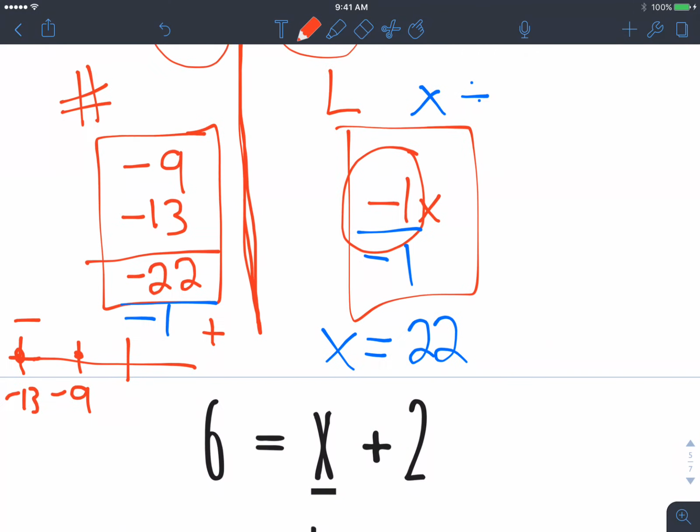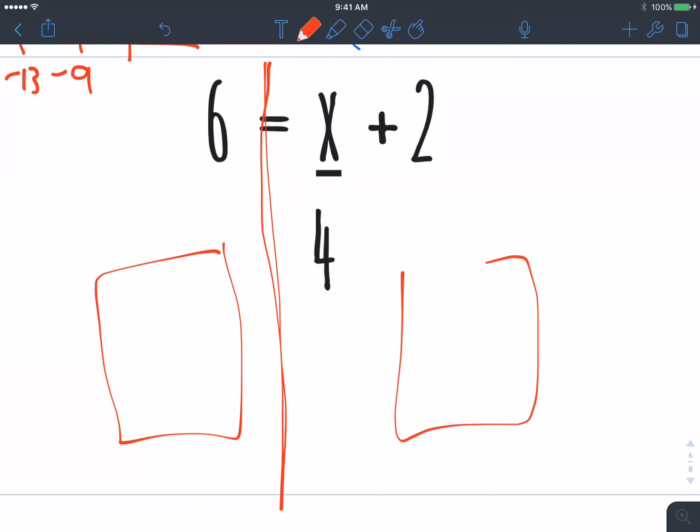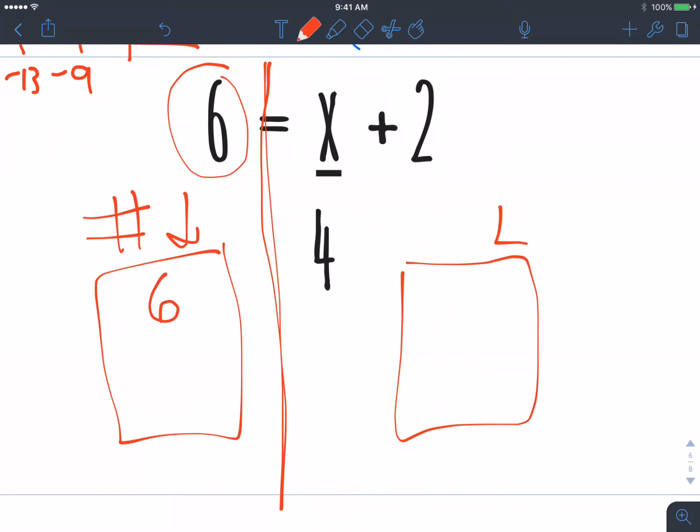Okay. I know I said that was my last problem, but I have one more that I do want to look at that has dividing instead of multiplying. So again, I'm going to go ahead and draw my fence, draw my boxes. This is going to be my number box. This will be my letter box. My 6 I'm going to go ahead and just drop down. My 2, since it's positive, looking in the future, is actually going to be negative. And then I'm going to go ahead and drop my x over 4 in.